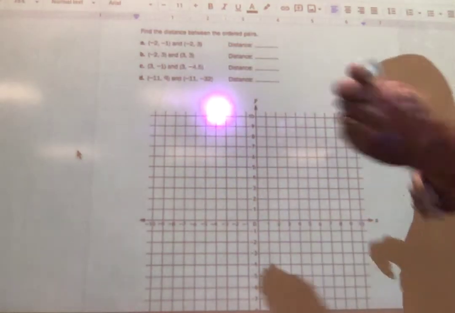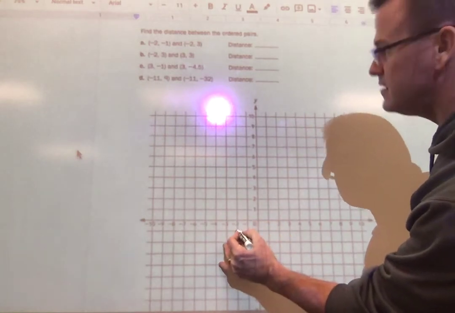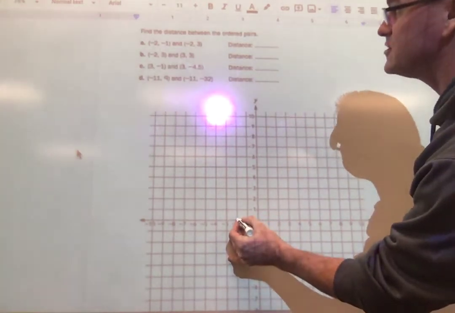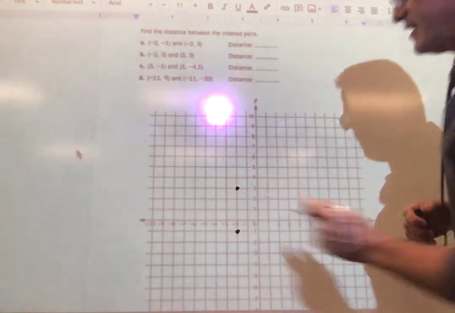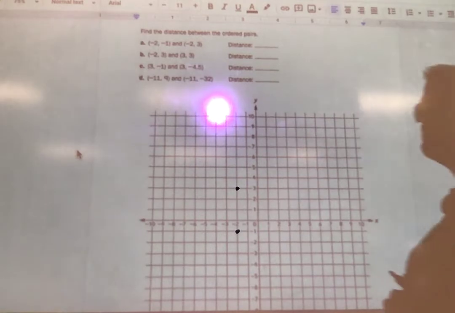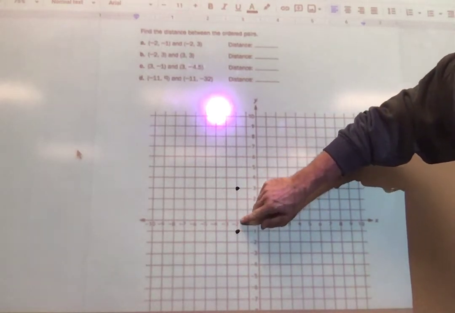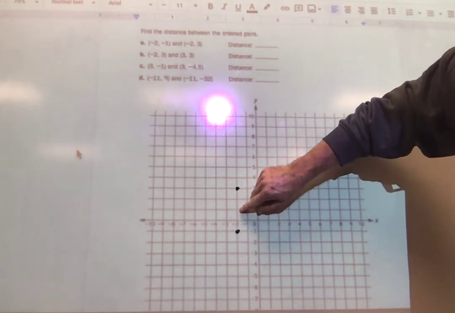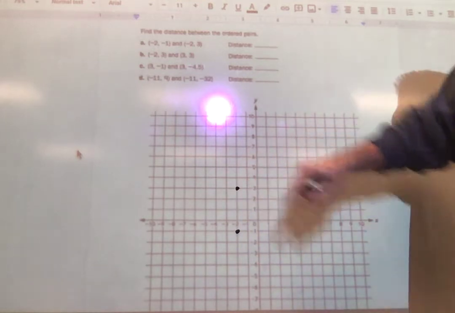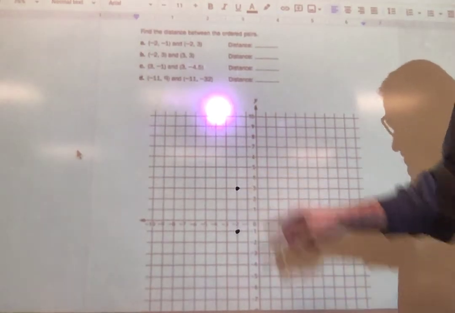So I'm going to go ahead and graph those down here. (-2, -1) would be down here, and (-2, 3) would be right here. Okay, my job is to find the distance between these ordered pairs. So when I'm looking down here, I can just count the spaces. It's 1, 2, 3, 4. I know the answer is 4. Okay, it is 4 apart. I can see it right on my grid.